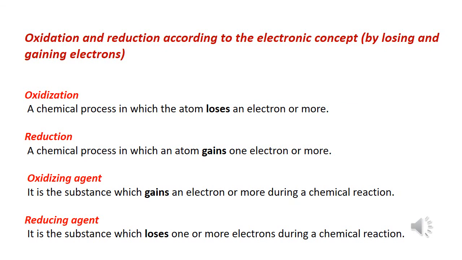Oxidation, a chemical process in which the atom loses one electron or more. Reduction, a chemical process in which an atom gains one electron or more. Oxidizing agent, it's a substance which gains one electron or more during a chemical reaction, while reducing agent is a chemical substance which loses one electron or more during chemical reaction.